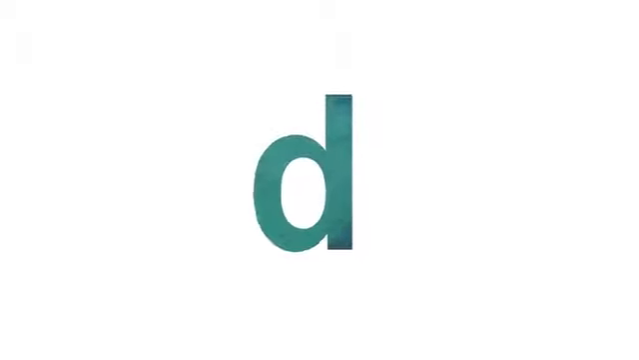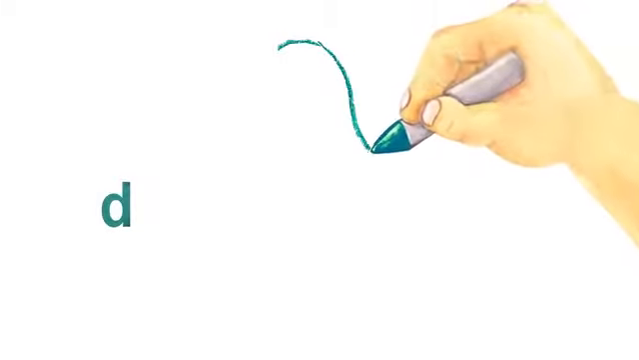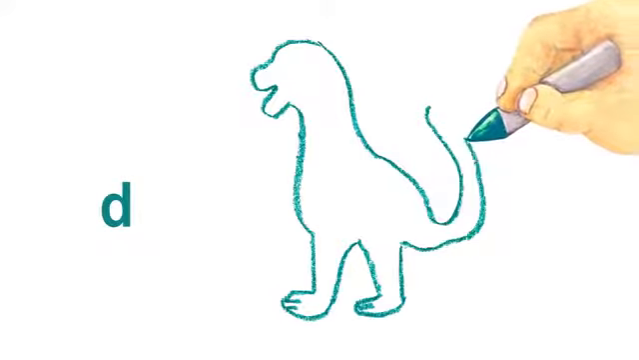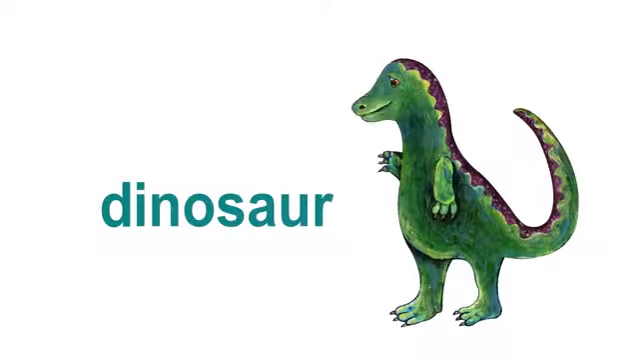Next comes the letter D. Let's draw some animals with names starting with D. What is this? This is a dinosaur. Dinosaur!